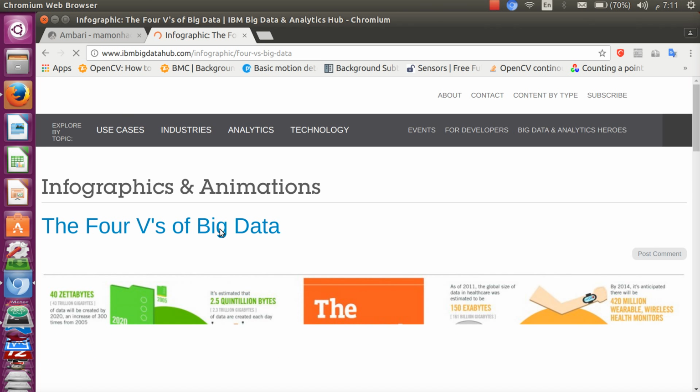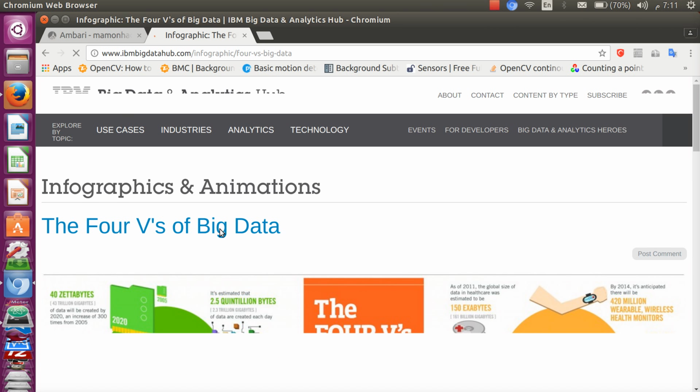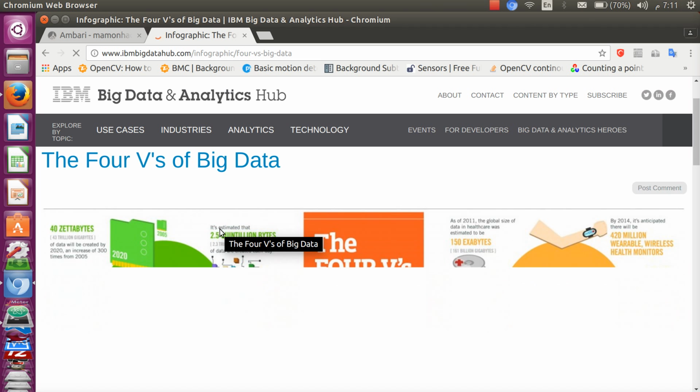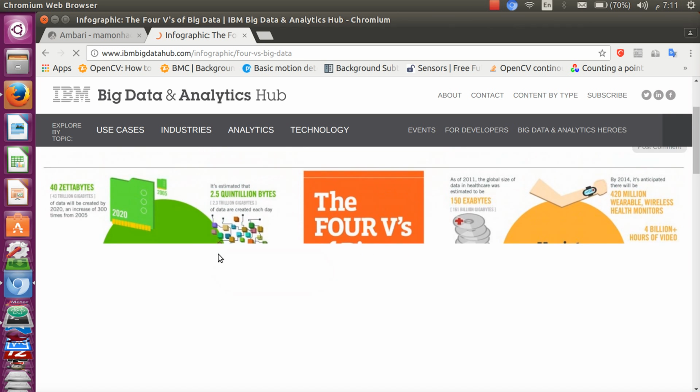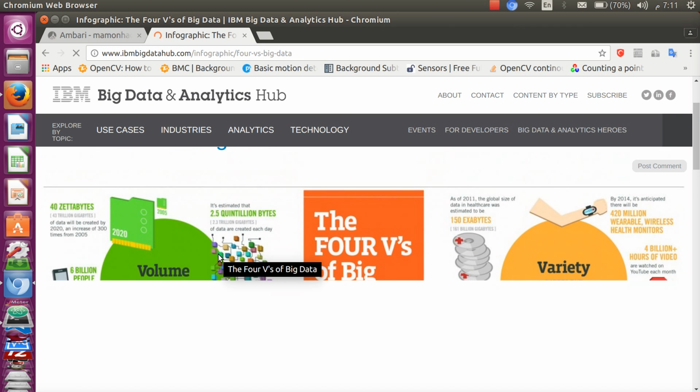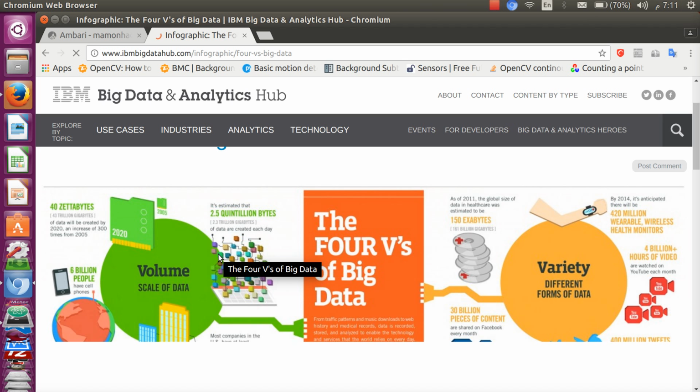So how does Hadoop solve this problem? Let's see the infographic. As you can see, a huge amount of data. The internet is so bad, so let's talk about Hadoop. The first thing Hadoop came with is a distributed file system.